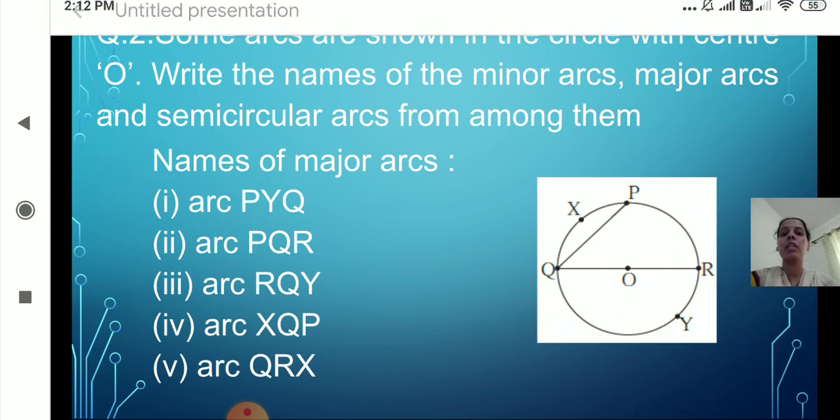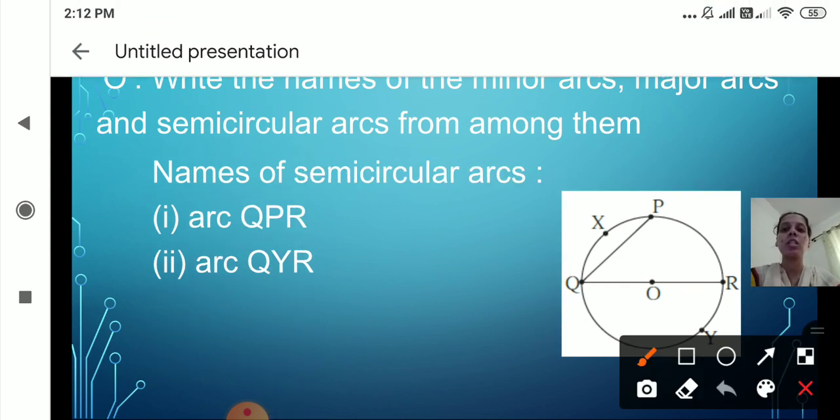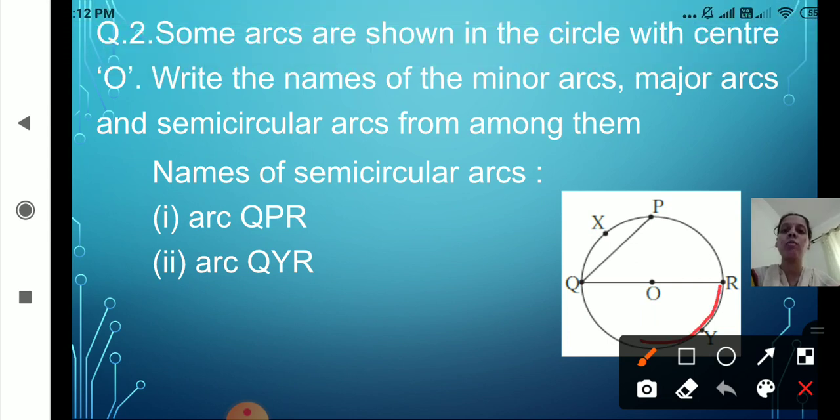Now we will see how to write down the names of the semicircular arcs. So these are the major arcs and we have seen the minor arcs. Minor arcs means the smaller arcs and major arcs means the bigger arcs. Now we will see the semicircular arcs. Which are the semicircular arcs here? That is RYQ, and RPQ, or you can write QPR. That is also correct. You can write QPR or RPQ, and the second one is QYR or you can write RYQ. So these are the names of the semicircular arcs.